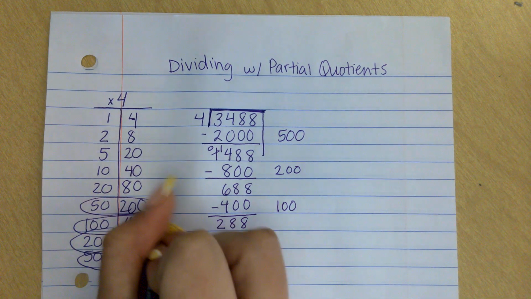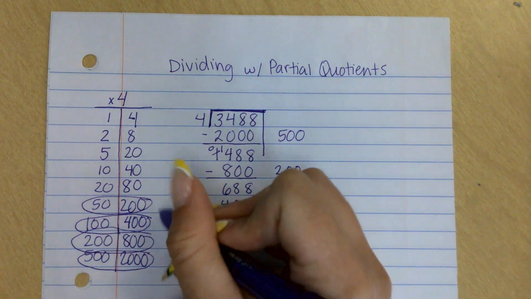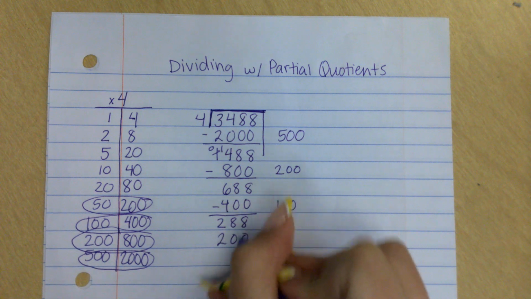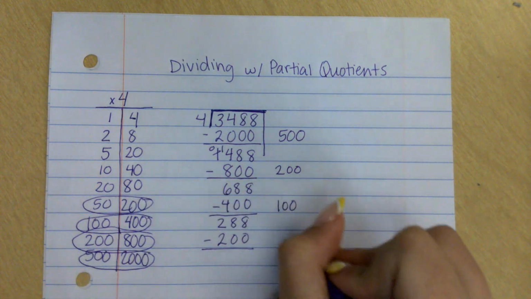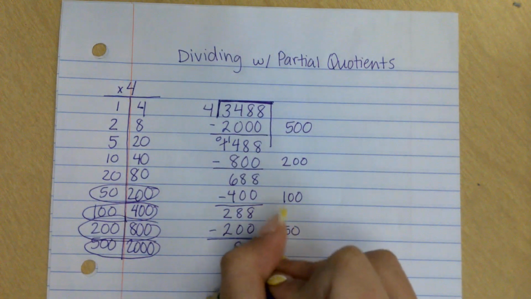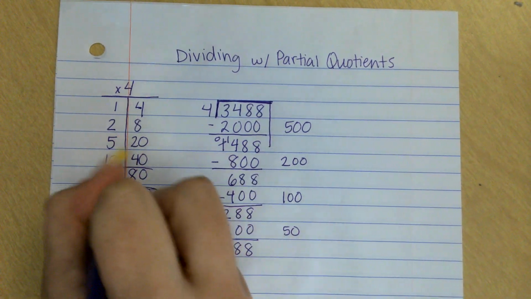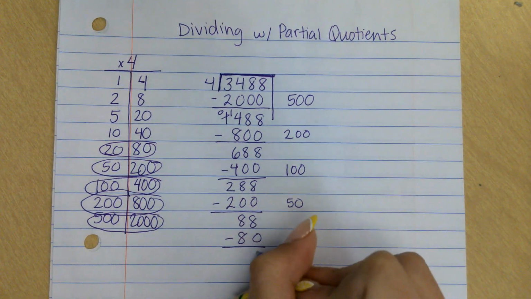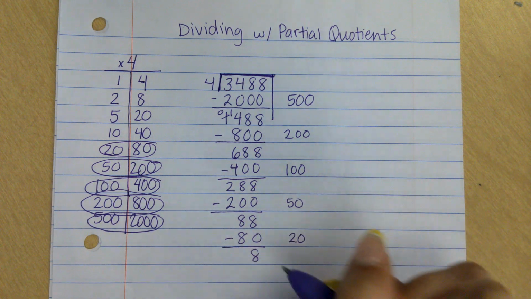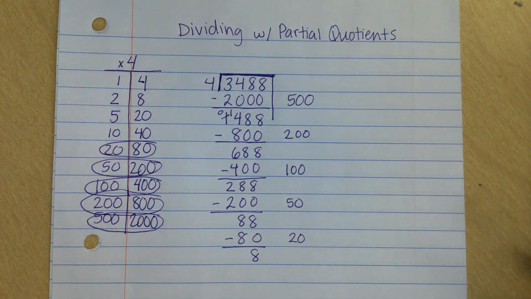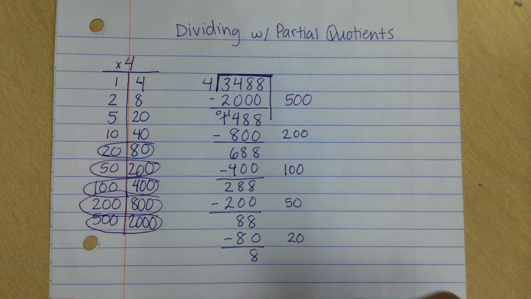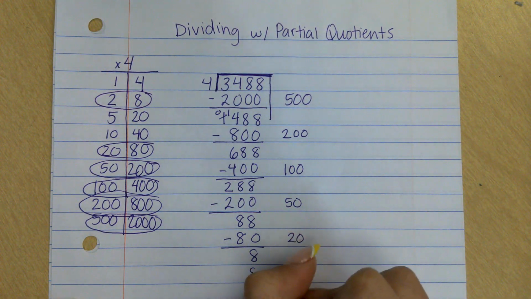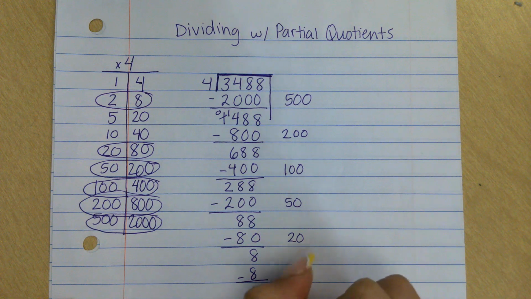Then I can do the next one. It's not always right in order like this. This one just happens to be. Sometimes you'll skip and go around. So I have 200, which is 50 groups of 4, gives me 88. Then I can take out 80, which gives me 8, 20 groups of 4, and then we have 8, so I'm going to go up here and get the 8, subtract that. That is 2 groups of 4.